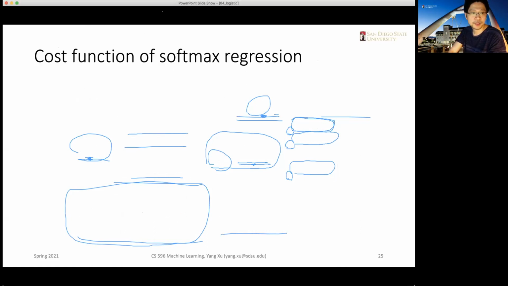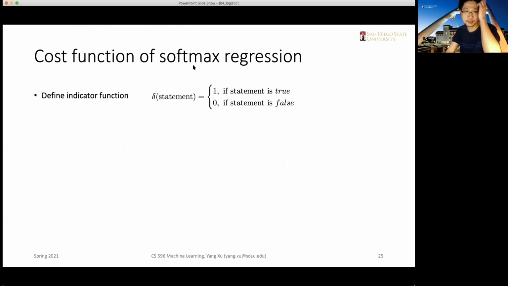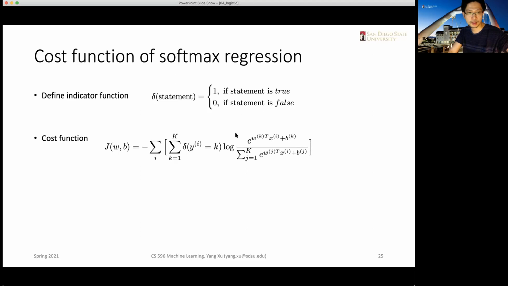All right, and the cost function for softmax would be a little bit complex, and we need to use the delta function, which is an indicator function. If the statement is true, then this indicator function is 1. If it's not true, then the indicator returns 0. Okay, so the cost function looks like this.